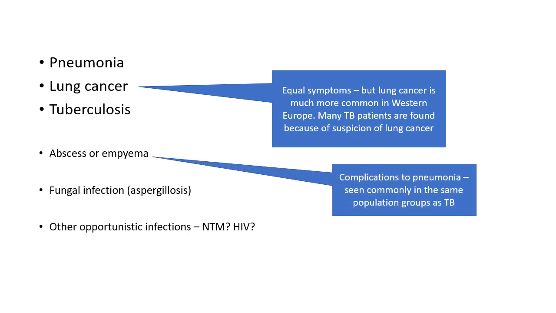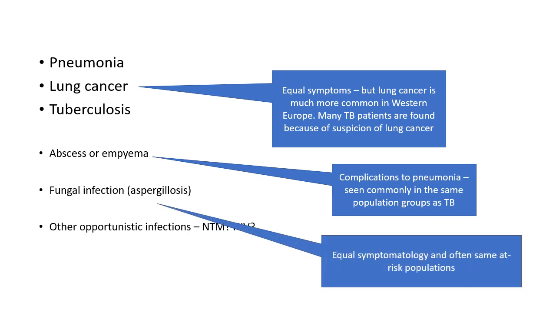Abscess or empyema, severe bacterial infections and complications to pneumonia. These entities are also seen commonly in the same risk groups as TB. And finally, fungal infections can yield equal symptoms and can also be seen in the same at-risk populations as tuberculosis.